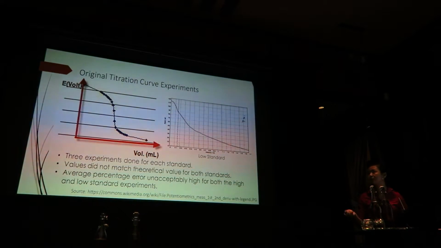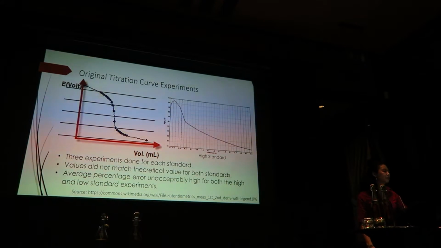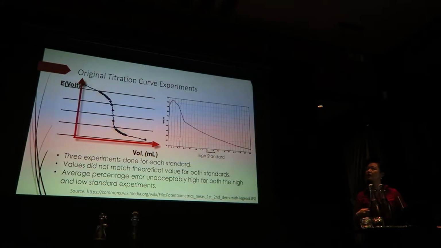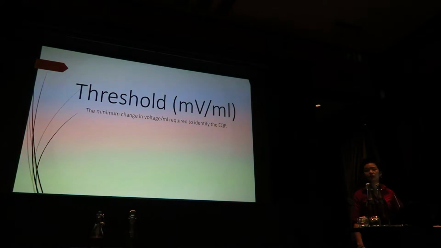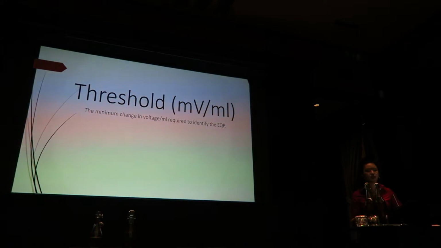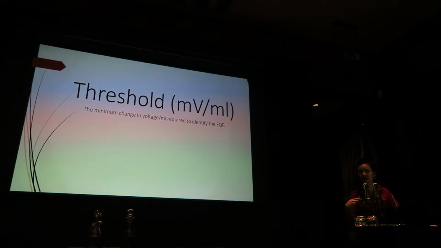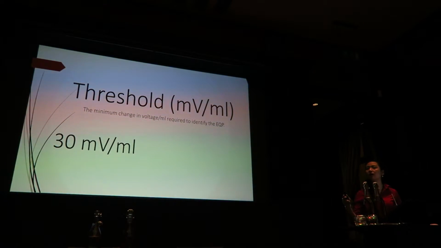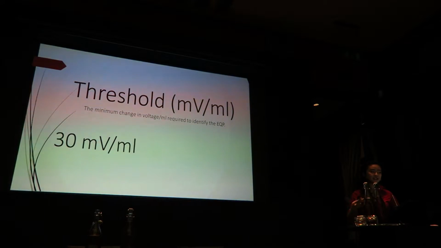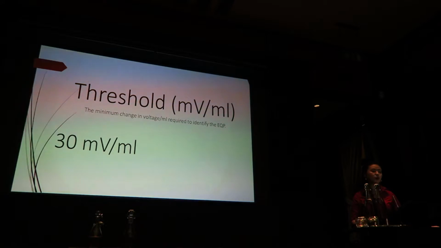This was the same for both the low and the high standard. So we looked at a factor that we could change. The first factor we looked at is called threshold. Threshold is the minimum change in voltage over mL required to identify our endpoint. Before it was 30, so after 30 millivolts per mL was exceeded, it would detect that as the equivalence point.